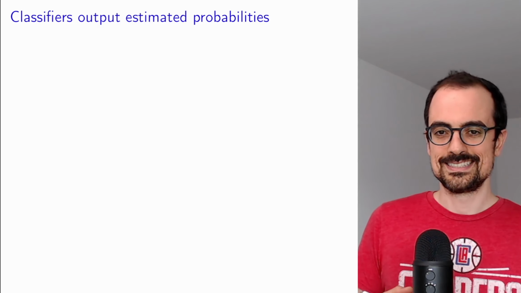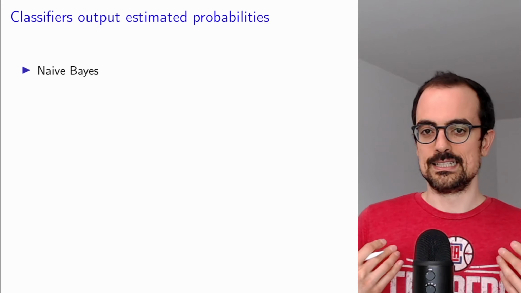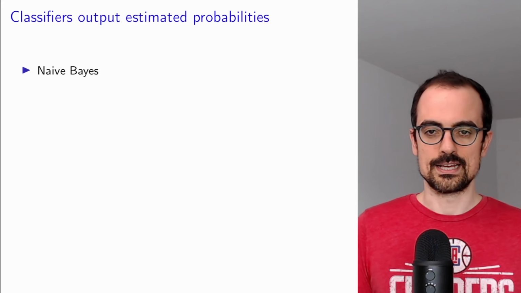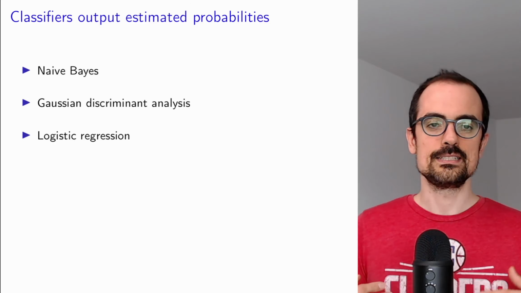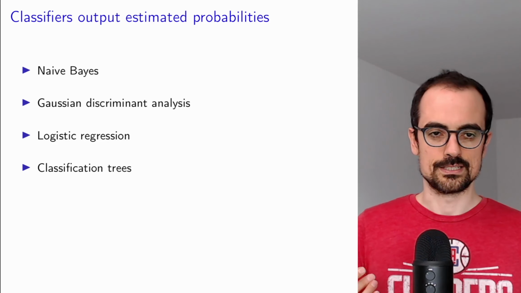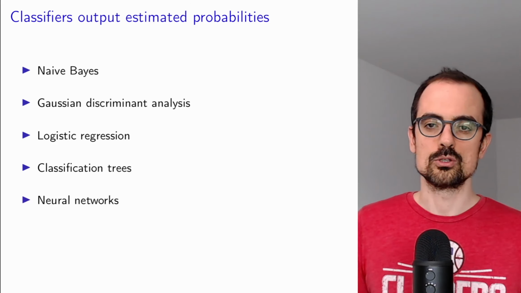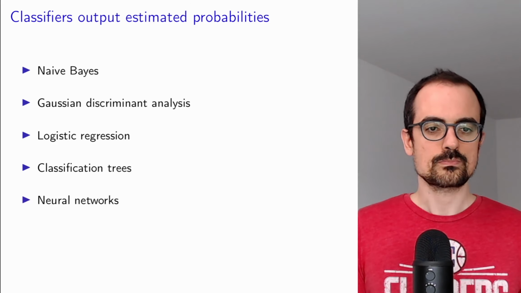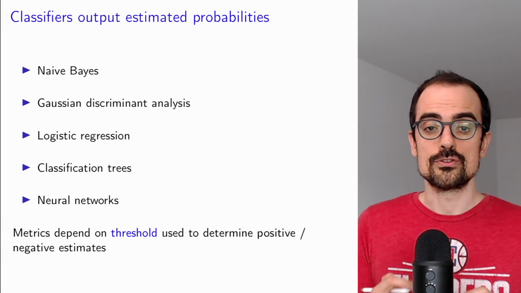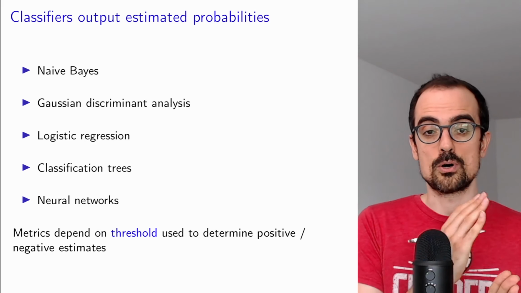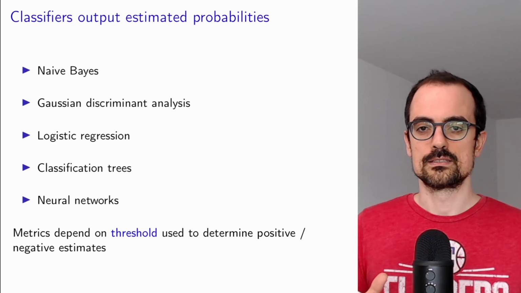Now, remember that classifiers output estimated probabilities. And this holds not only for the logistic regression classifier, it holds for naive Bayes, Gaussian discriminant analysis, classification trees, neural networks, all the classifiers that we have talked about in different videos. The metrics that I have just defined depend on the threshold that we use to determine positive and negative estimates from these probabilities. Let's visualize that.